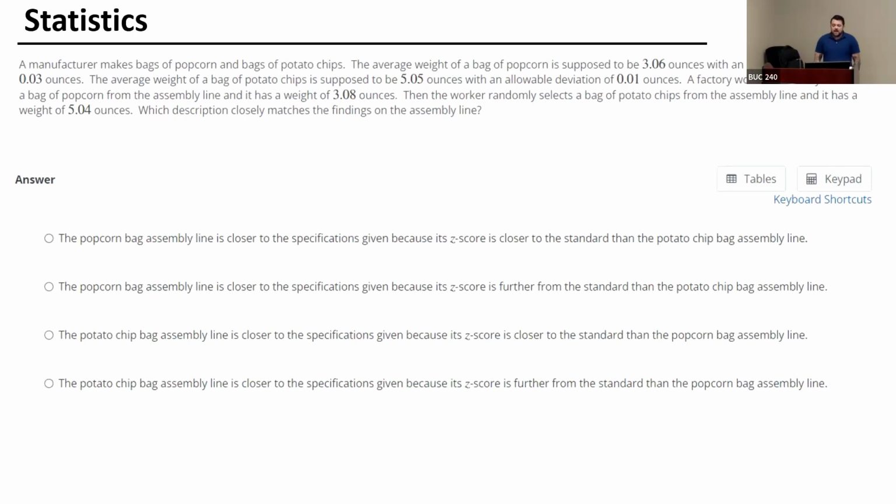A factory worker randomly selects a bag of popcorn from an assembly line, and it has a weight of 3.08 ounces. The worker randomly selects a bag of potato chips from the assembly line, and it has a weight of 5.04 ounces. Which description closely matches the findings on the assembly line?